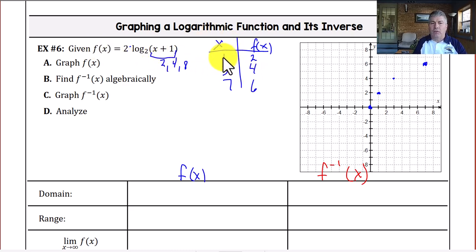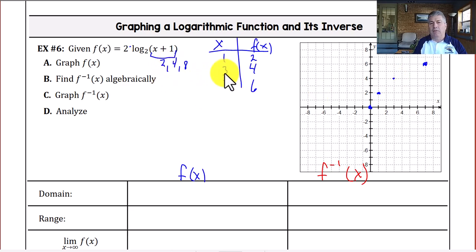So when x is 1, I get 1 plus 1 is 2. Log base 2 of 2 is 1 times 2 is 2. So my output is 2. So when I enter 1, I output 2. And now I'm going to choose an x value of 3, because 3 plus 1 gives me 4. So when x is 3, I get 2 times log base 2 of 4. Well, log base 2 of 4 is 2, and 2 times 2 is 4. So now when I input 3, I output 4. So I can plot that one.